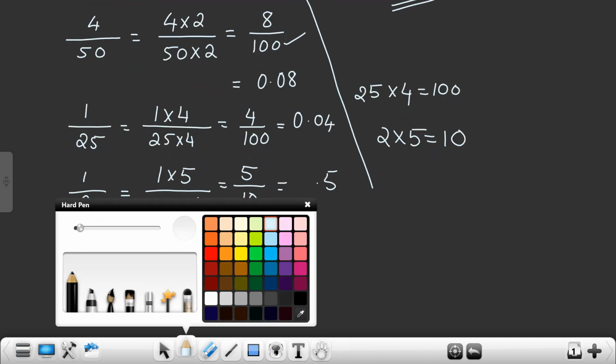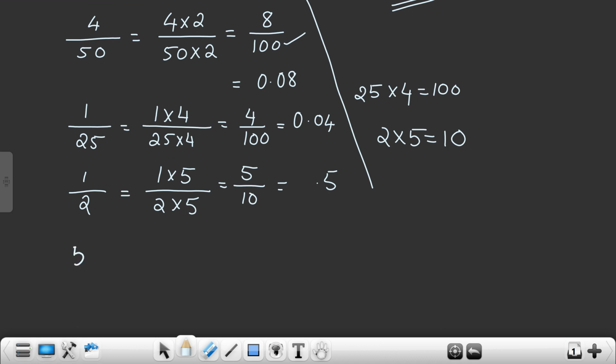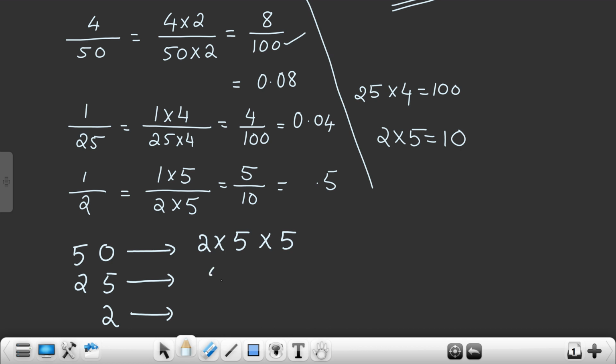Consider these denominators. The first denominator is 50. The second denominator is 25. The third denominator is 2. Which are the factors of 50? 2 into 5 into 5. 25 is 5 into 5. 2 is 2. The prime factors of the denominators are 2 into 5 into 5 for 50, 5 into 5 for 25, and 2 only for 2.